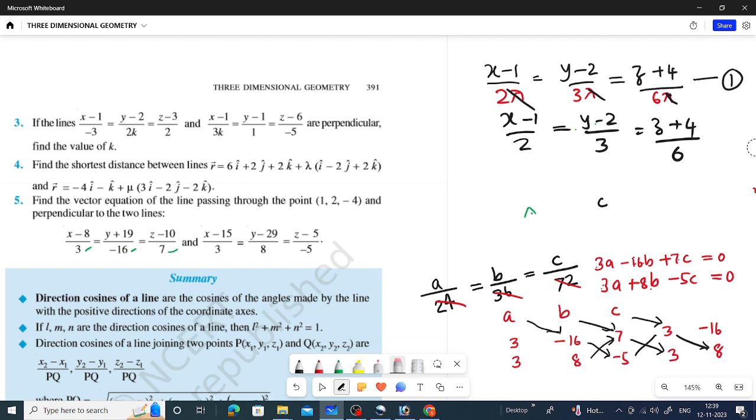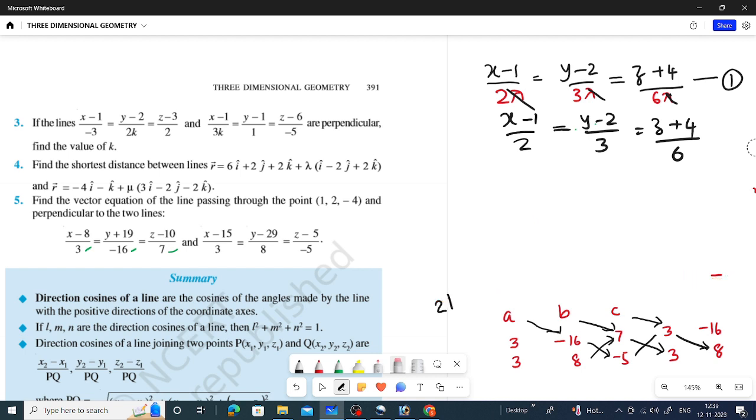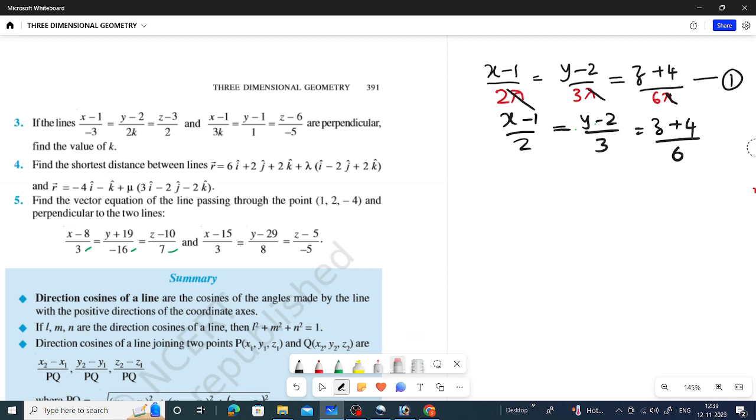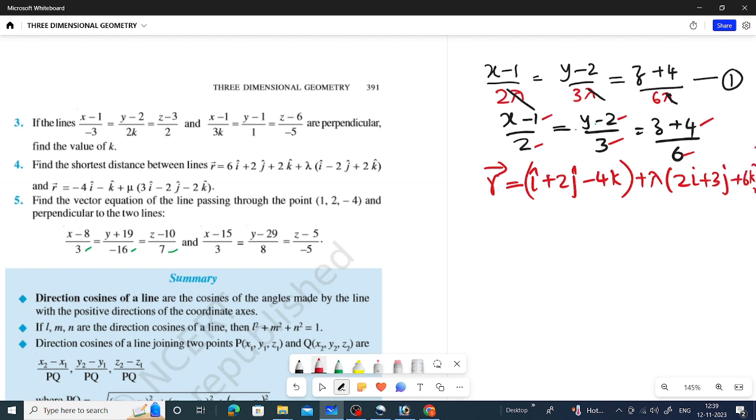But we want the vector equation. So we know how to convert a Cartesian equation into vector form. This is the Cartesian form, and we write it in the vector form as r = i + 2j - 4k + lambda (2i + 3j + 6k). So this is the final answer.